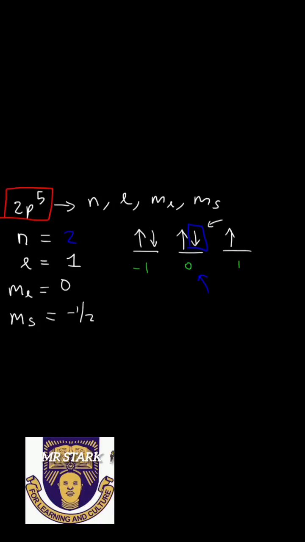So that's a quick and simple way in which you could find the 4 quantum numbers that correspond to a specific electron. So let's try one more example. Go ahead and find the 4 quantum numbers that correspond to the 3d5 electron. You can pause the video if you want to.